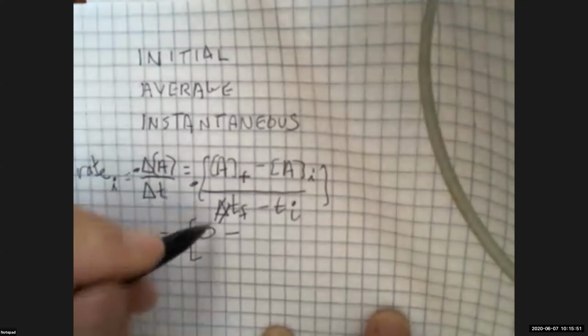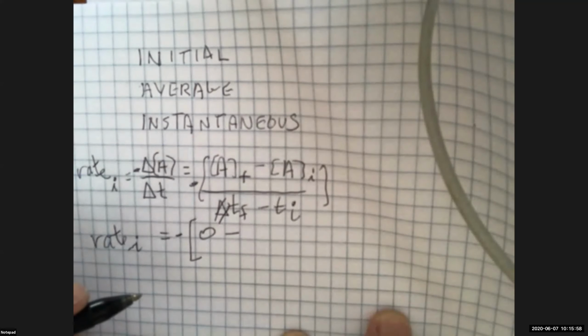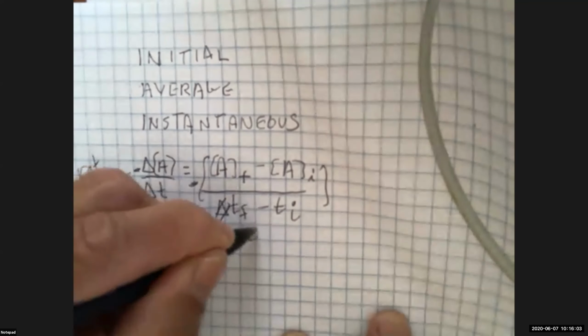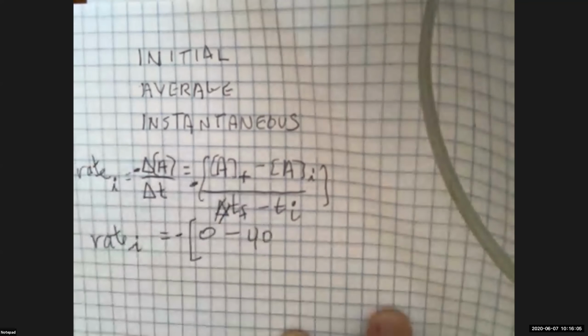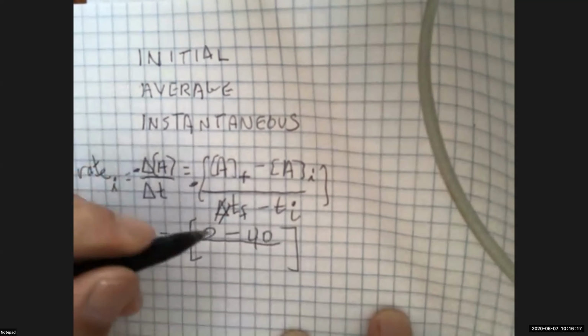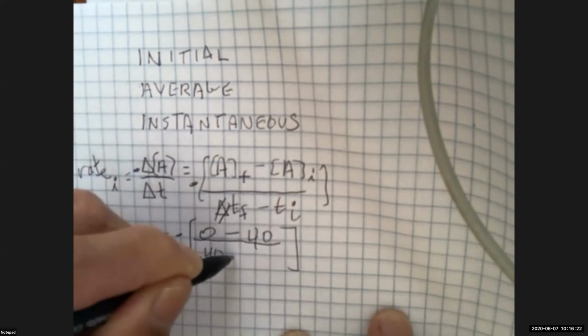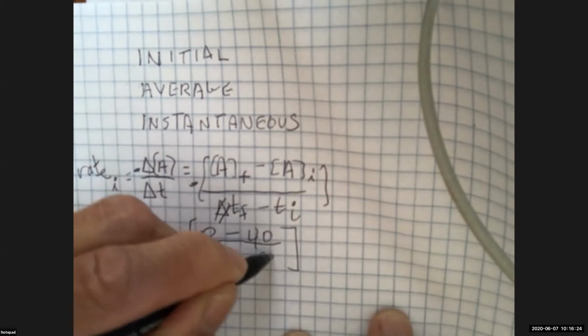So it's the final concentration, which was 0 molecules, minus the initial concentration, which was 40 molecules. And remember these values are taken from the tangent line. It's not from the graph, it's from the tangent line. So that's important. Divided by the final time, which was 40 seconds, minus the initial time, which was 0 seconds.